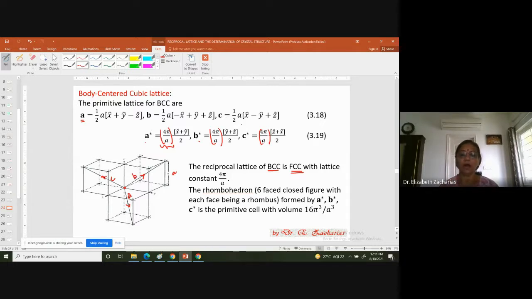Now, if you want to get the primitive cell or the first Brillouin zone, I told you how to construct that. If you construct it, what you get will be a rhombohedron. A rhombohedron is a six-faced closed structure where each face is a rhombus. You know what's a rhombus? A equal to B, but the angle need not be 90. So you get a rhombohedron. And the volume of the rhombohedron will be 16 pi cube by A cube.